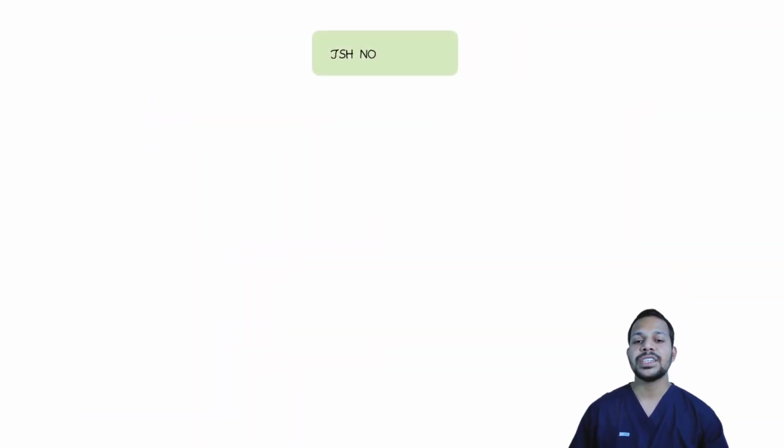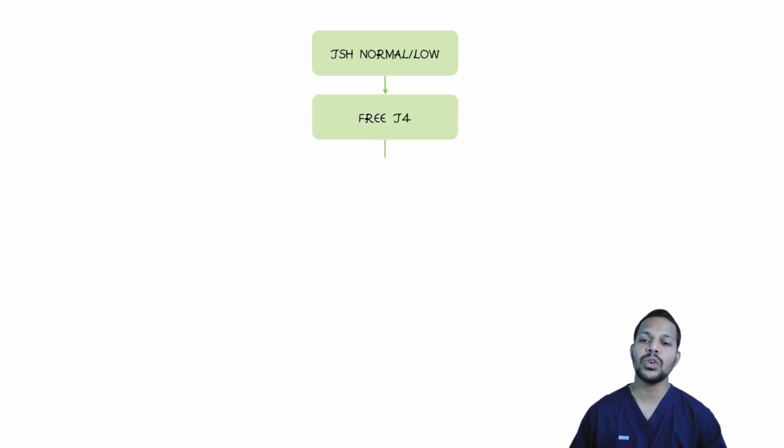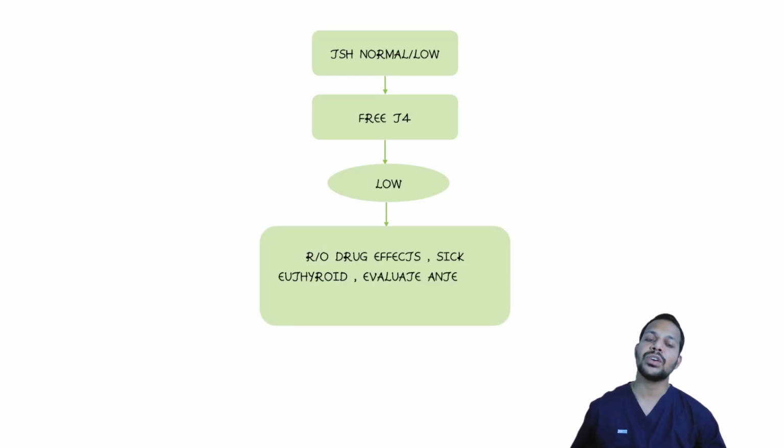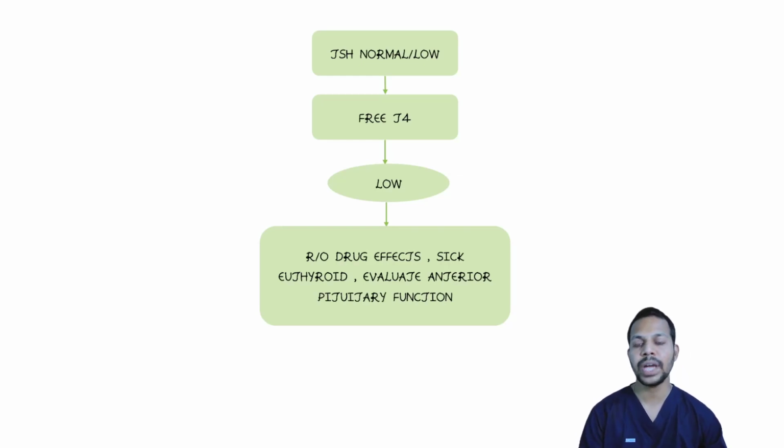So when the TSH level is normal or low, again look at free T4 levels. If the free T4 levels are low, the commonest cause could be secondary hypothyroidism. But along with that, we may also have to rule out some other causes like drug effects and sick thyroid syndrome. And for evaluation of secondary hypothyroidism, evaluate the anterior pituitary function. And you can also do MRI brain.